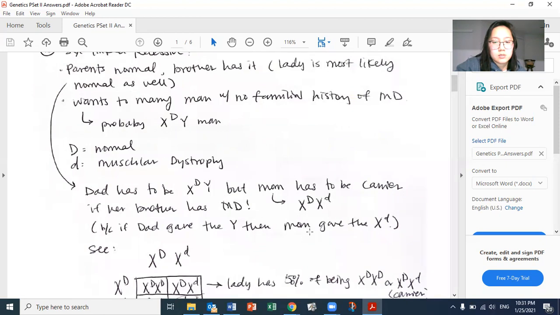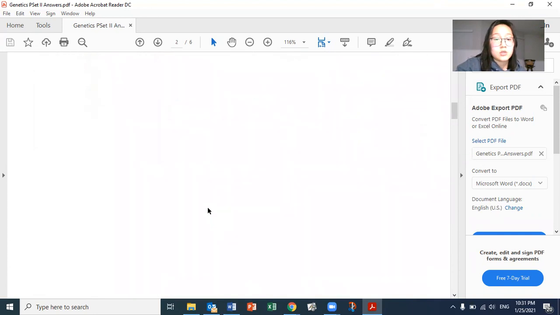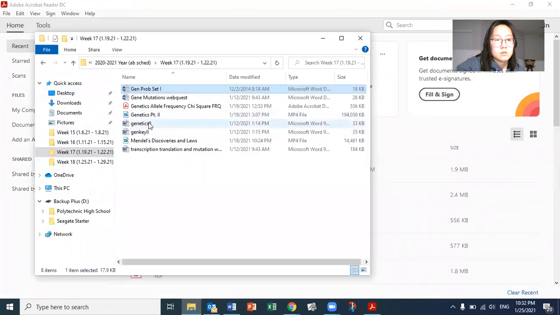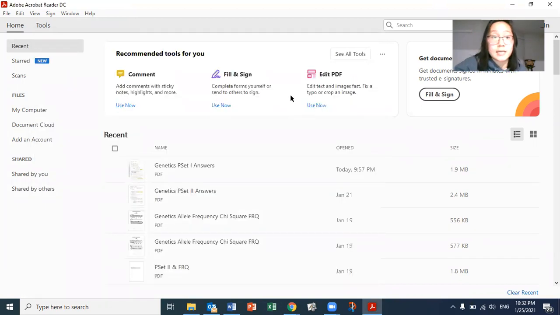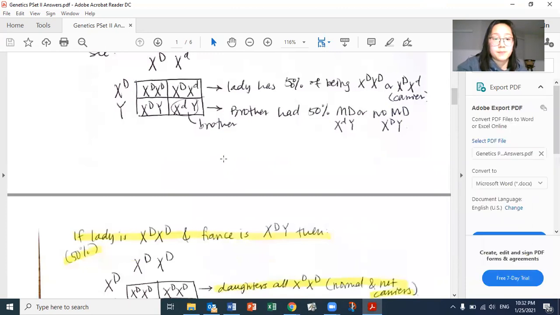Again, this is explained in the line below. So if you explain it in your own words, that's totally fine. And you want to show the cross of the parents that produced the lady and her brother, and then you're also going to potentially show what would happen if this lady married this man that she intends to marry.